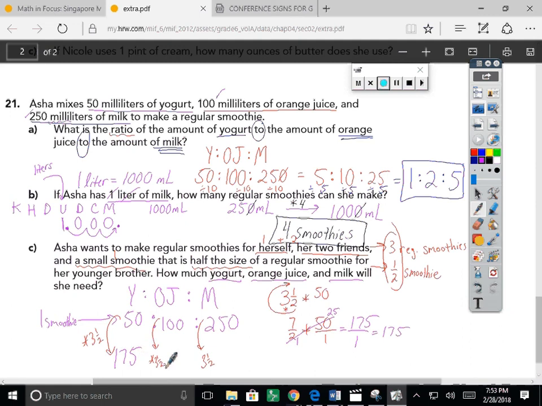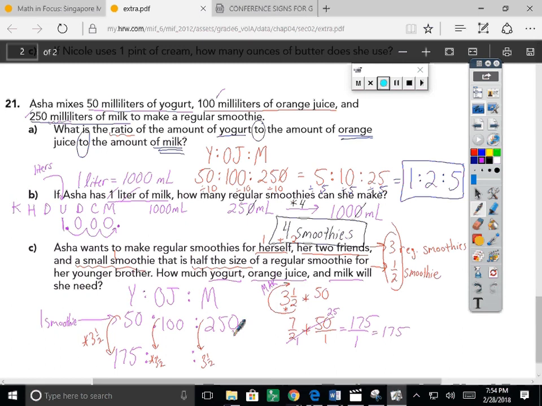I need to do the same thing with the next 2 ingredients. I need to figure out how much orange juice and how much milk she's going to use. So use the same strategy. Try to multiply, add, and keep. Turn that mixed number of 3 and 1/2 into 7 halves and multiply by the ingredients that we were given. See if you can figure out how much of each ingredient she needs.